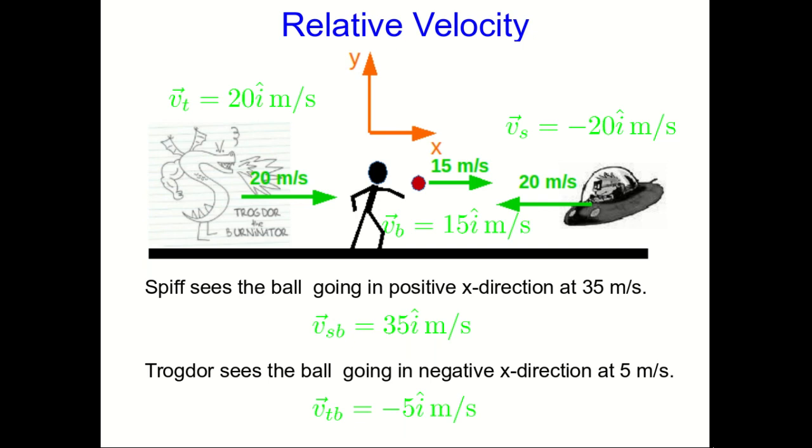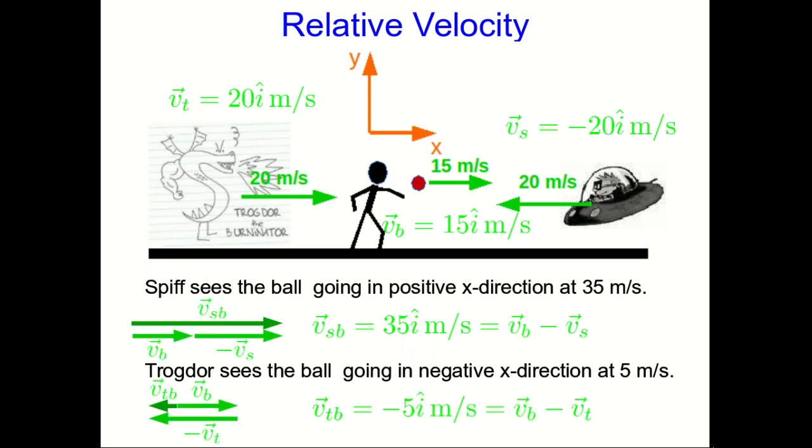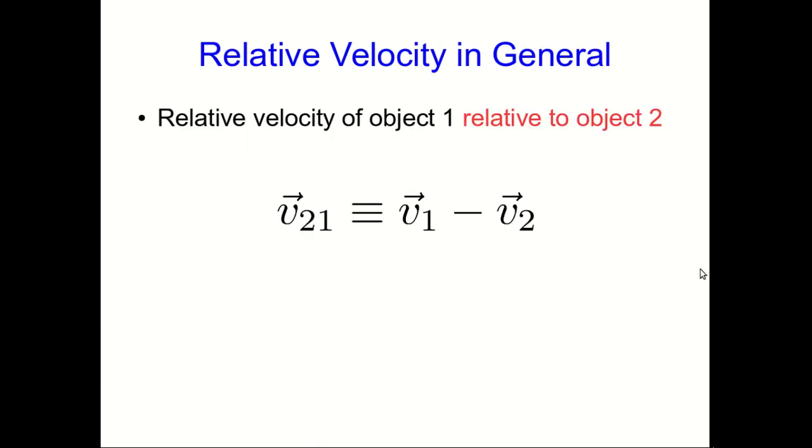Now, look at how you can calculate these. Play around with the vectors, and you should be able to convince yourself that VSB is just the velocity of the ball minus Spiff's velocity, and that VTB, the velocity of the ball relative to Trogdor, is the velocity of the ball minus the velocity of Trogdor. This then is going to be our definition of how we calculate a relative velocity. A relative velocity of some object 1 relative to an object 2 is just the velocity of 1 minus the velocity of 2. And you can think of that as the velocity of object 1 as seen by object 2.